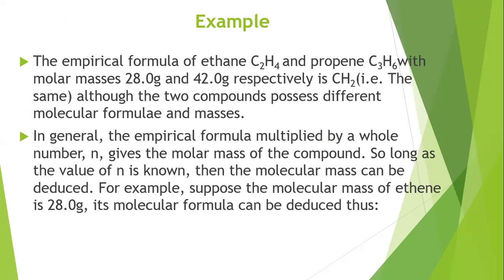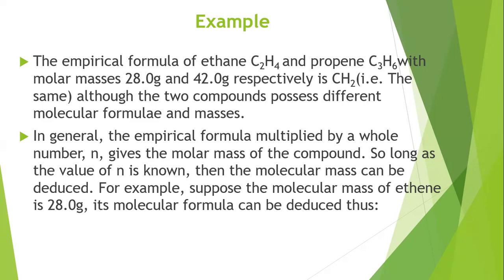Now, let's see an example. The empirical formula of ethene, that is C2H4, and propene, that is C3H6, with the molar masses 28 grams and 42 grams respectively, is CH2. This is the same although the two compounds possess different molecular formulas and masses. Now, in general, the empirical formula multiplied by a whole number n gives the molar mass of the compound.